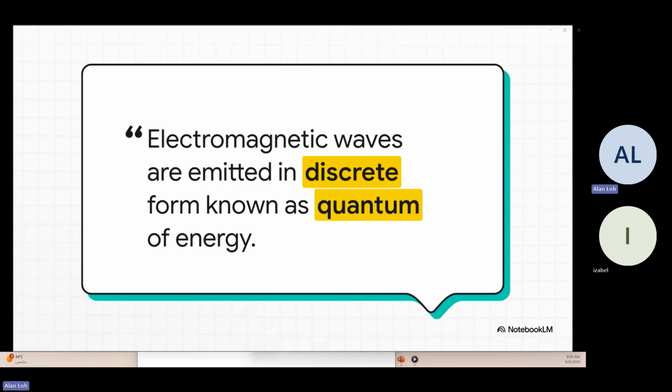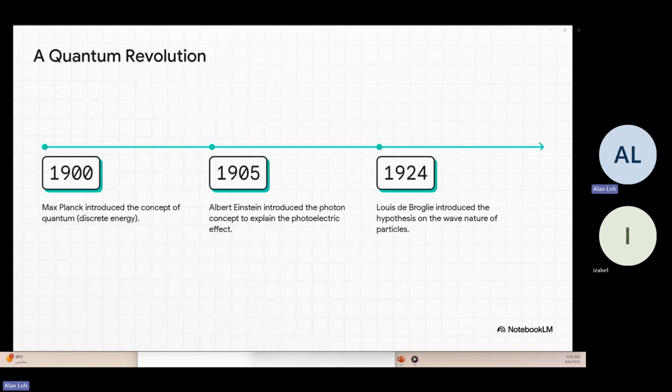It was a total guess, really, just a mathematical trick to make the problem go away. But when he plugged it in, the ultraviolet catastrophe vanished. The math worked perfectly. He had accidentally stumbled upon a brand new fundamental rule of the universe. And just look how fast the dominoes fell after that. Planck's act of desperation in 1900 wasn't the end of the story. It was the starting gun.